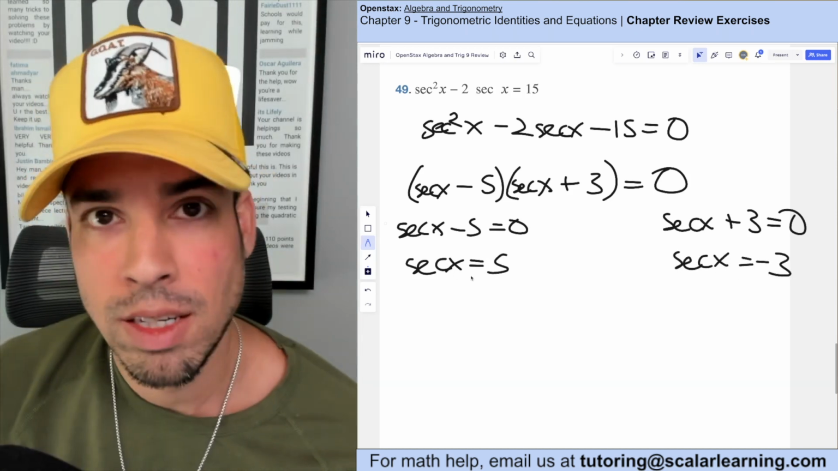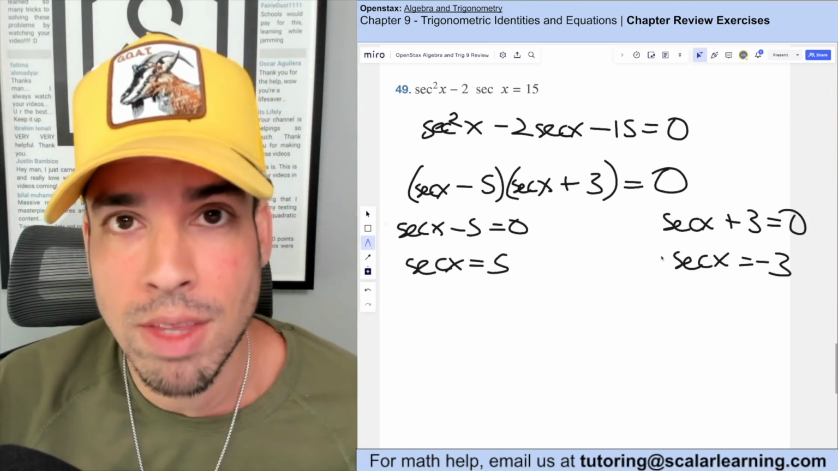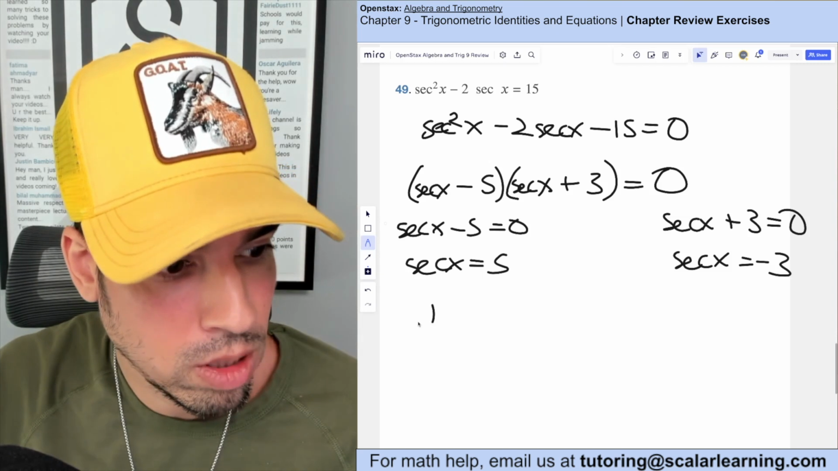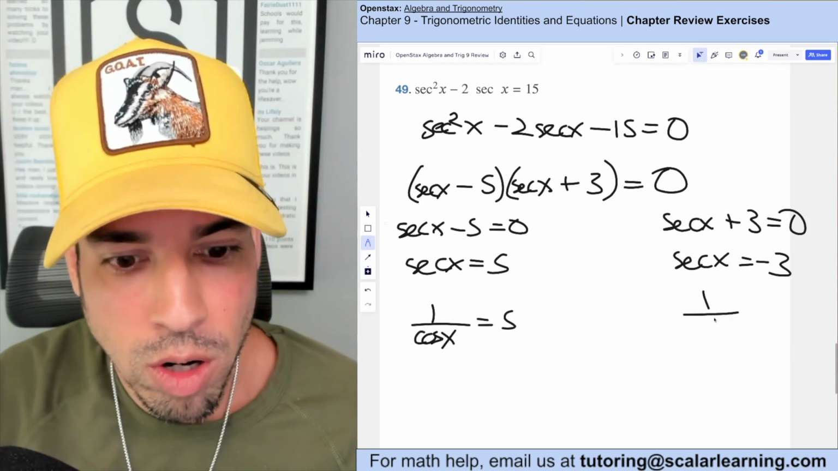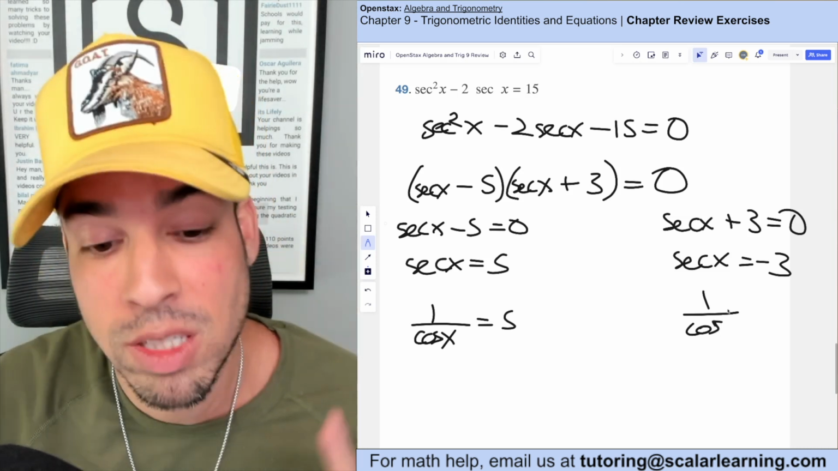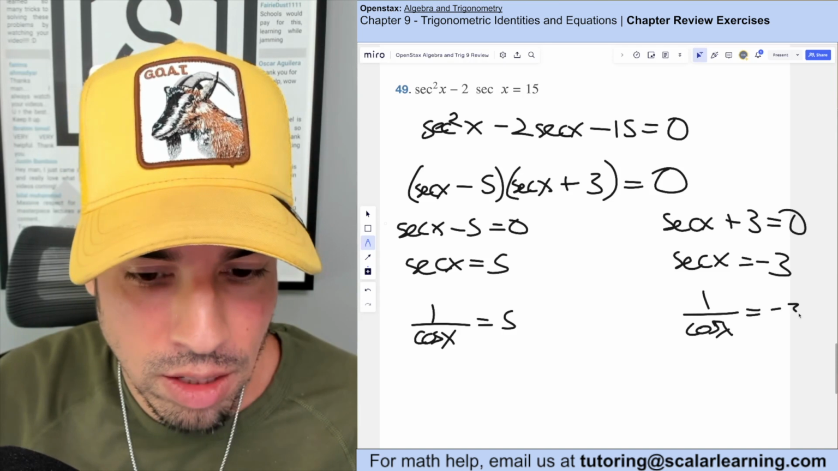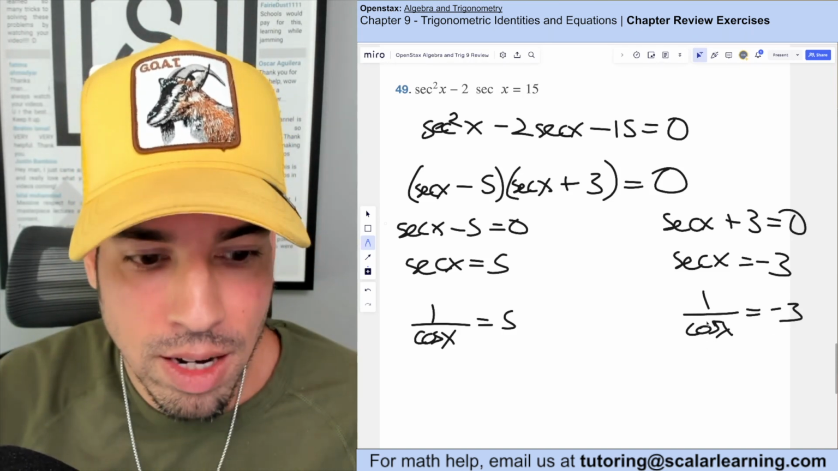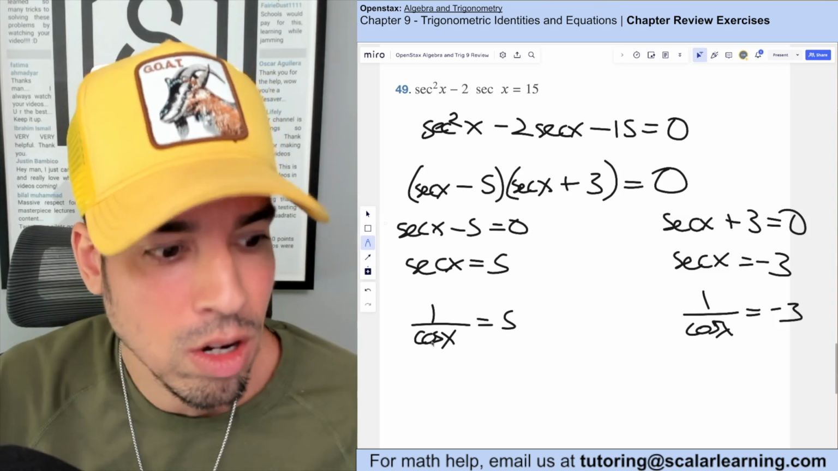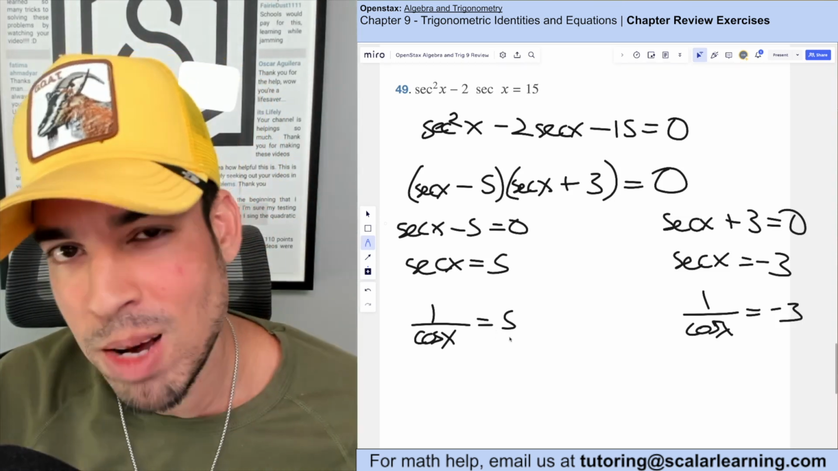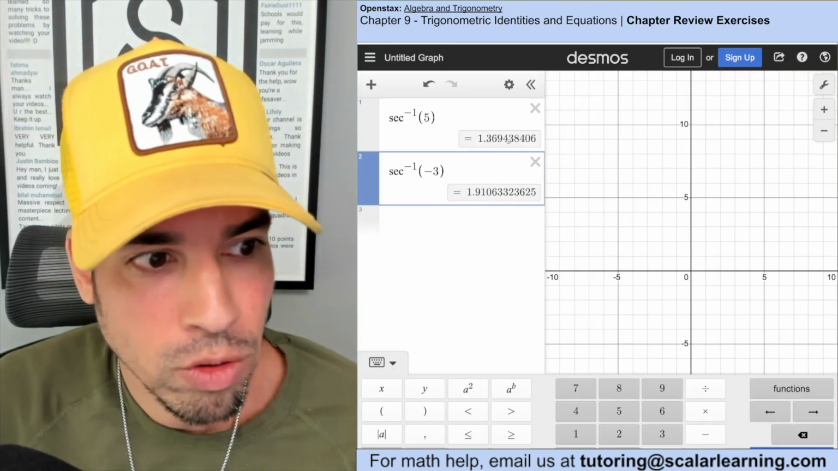Now to find these values, I got to take arc secant of both sides in both equations. Now if you don't have that on your calculator, you can convert this to 1 over cosine of x equals 5, and 1 over cosine of x equals negative 3. And then you can multiply and divide, and then it's basically you're taking arc cosine of 1/5 and arc cosine of negative 1/3. But I'm going to use arc secant because I'm doing this in Desmos. So here are my initial first two values, right?